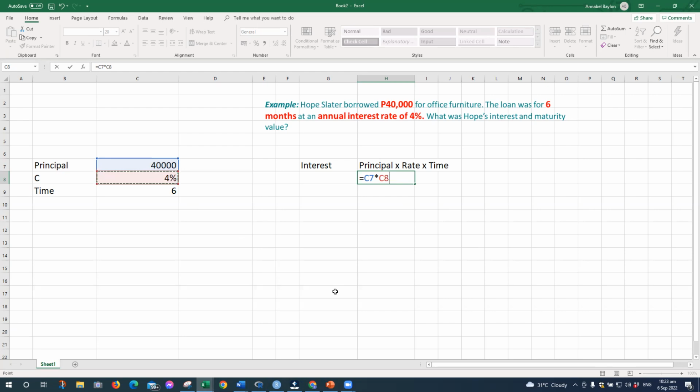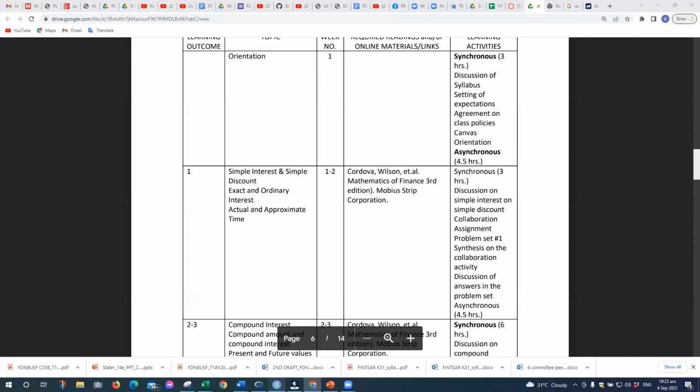And then the time, it's given in months. Since the rate is annual, the time should also be annual. Now, how do we convert 6 months into years? It should also be years. So could you kindly chat what will be the value for that?